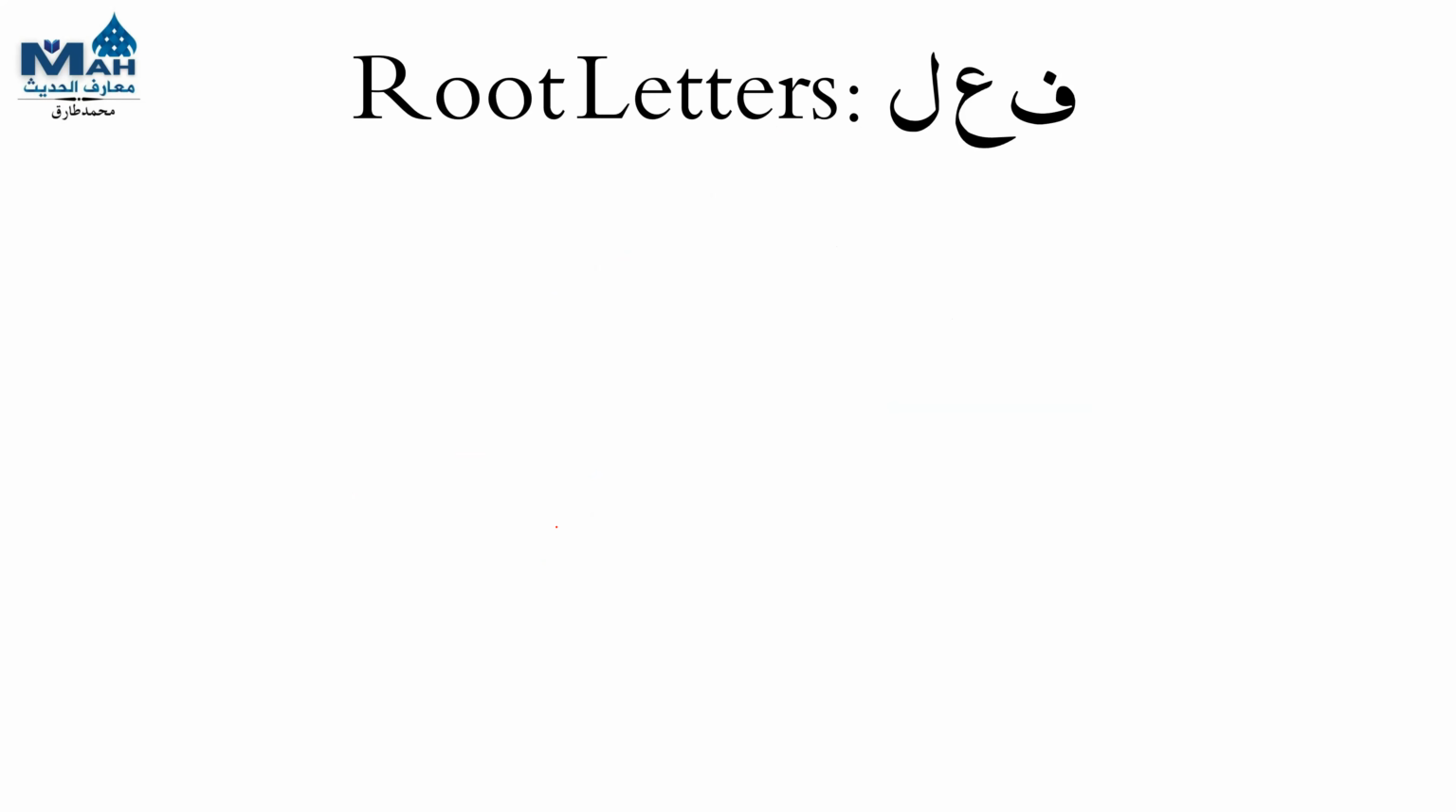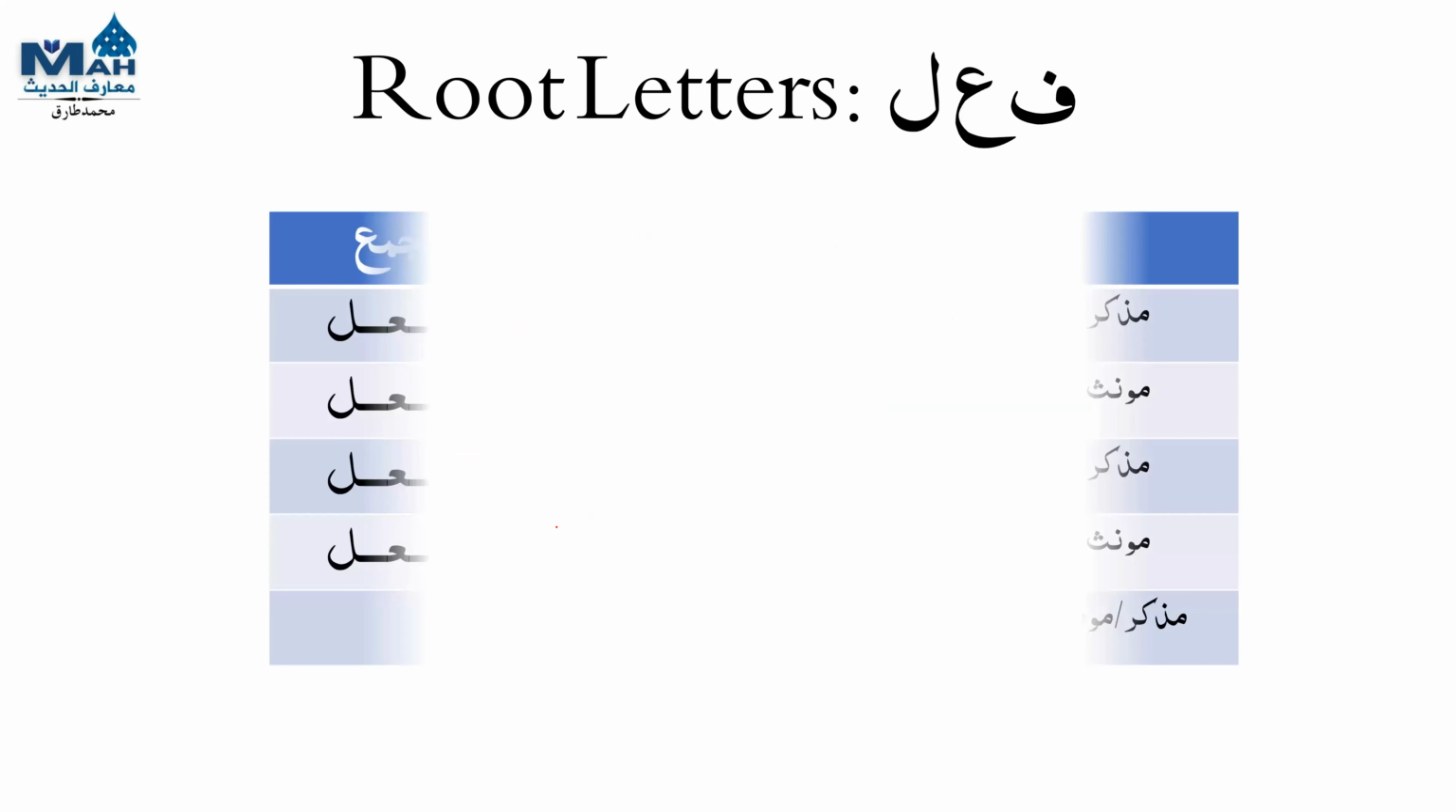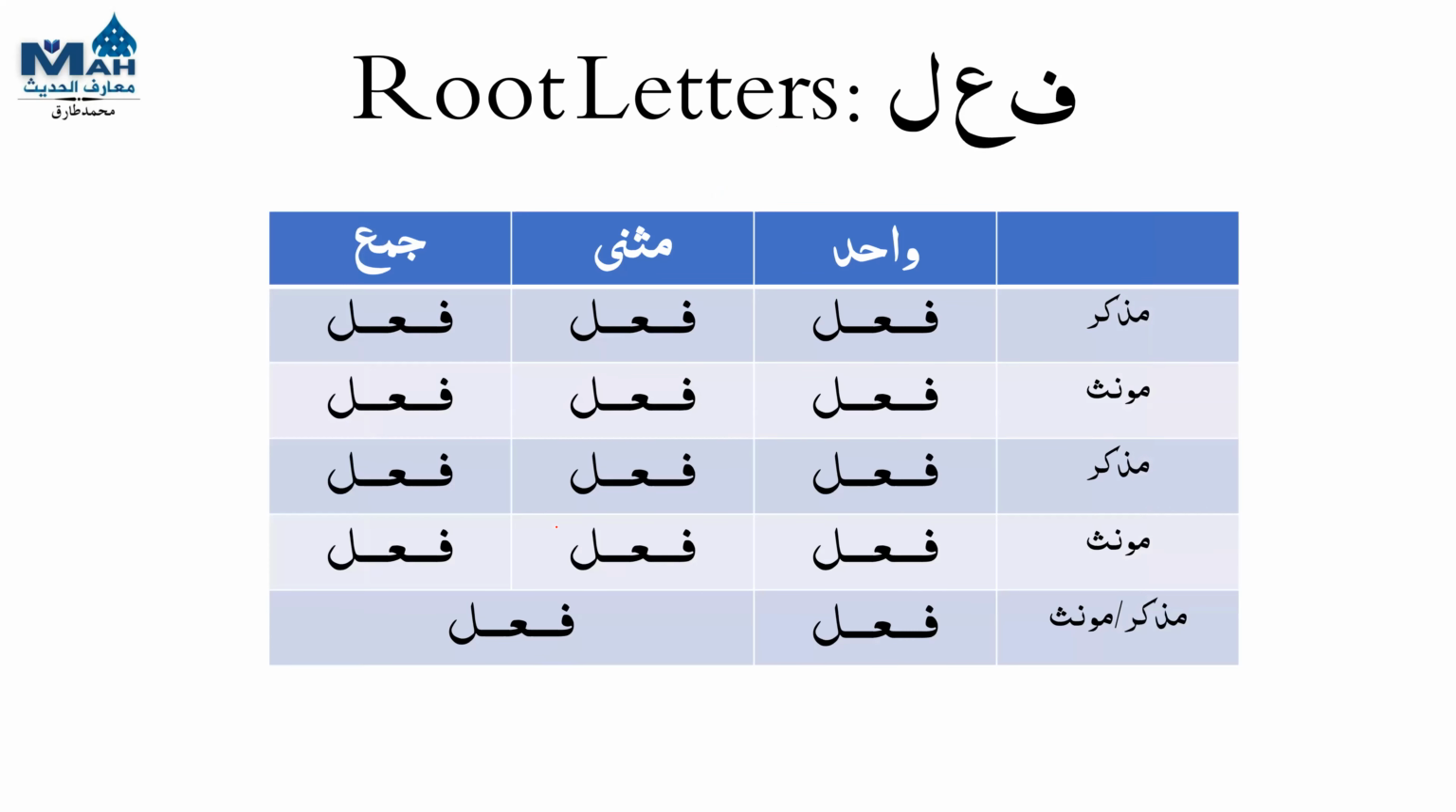Okay. So the root letters are the same root letters as in past tense. There are three: fa, ain, and lam, which we will use right now. All the charts you already learned. The same chart which was used in past tense is also used in imperfect tense, which is called fi'lun mudari'un. So all the three root letters I have already used in all the constructions. Now one by one we'll see.